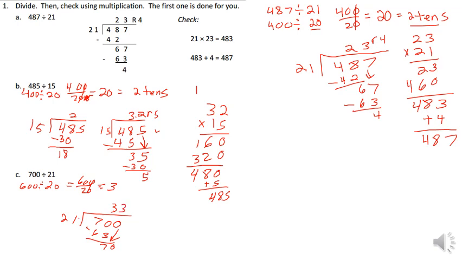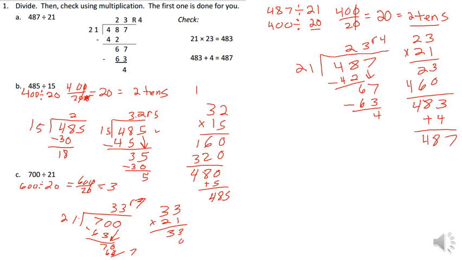Bring down the 0. Once again, 20 will go into 70 3 times. 3 times 21 is 63. We subtract it, and we're going to get 7 again. So it's going to be 33 remainder 7.